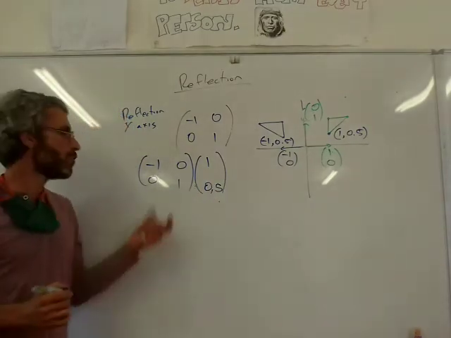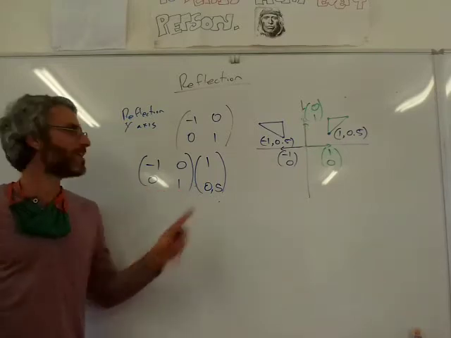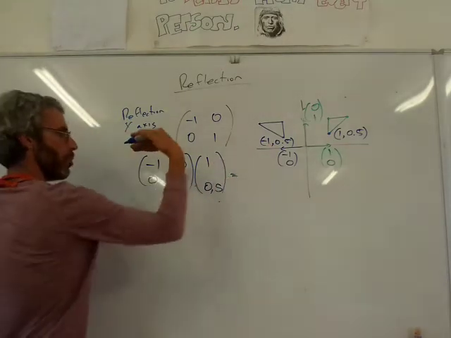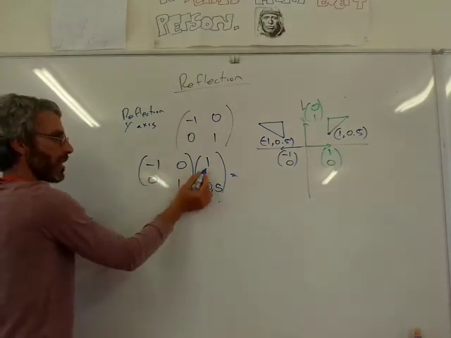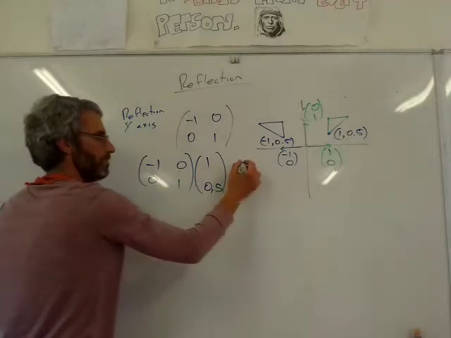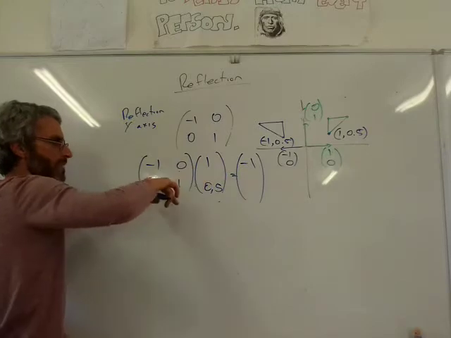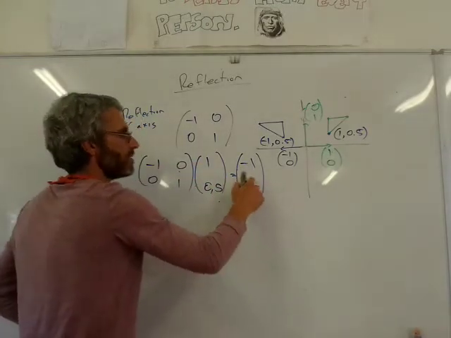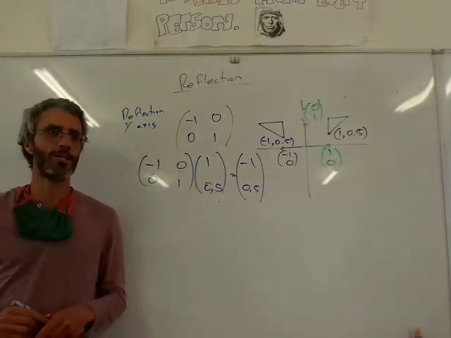If we multiply this matrix, we should, in theory, get that. Let's see if it works. How do I multiply? Remember, bam, bam. Minus 1 times 1, which is minus 1, plus 0 times 0.5, which is 0, so minus 1. Bam, bam. 0 times 1 plus 1 times 0.5, we get 0.5. We got it. Okay, can you see it?